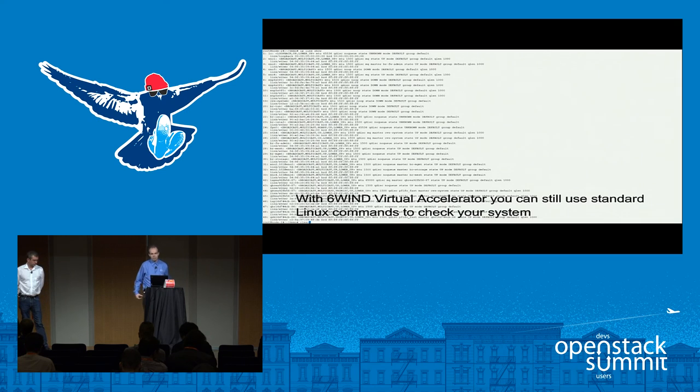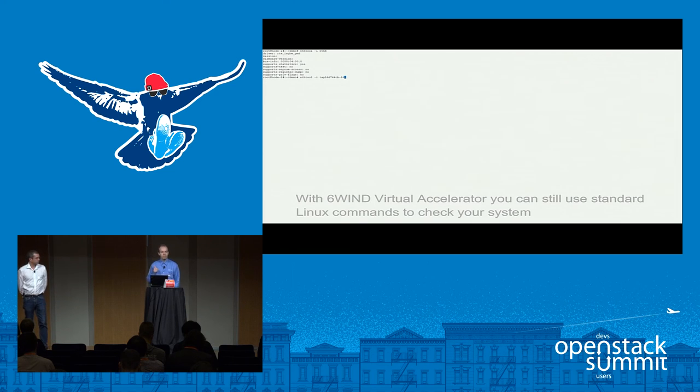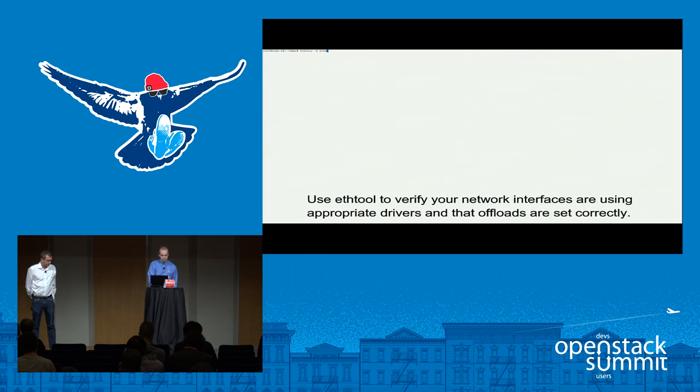I can still benefit from Linux network namespaces, so everything is there just like it would be in Linux. But then you'll see now that using ethtool, it's not like any net device. ethtool is telling me now it's a DPDK net device. So that's the case for the eth4. That will be the case for the tap interface.